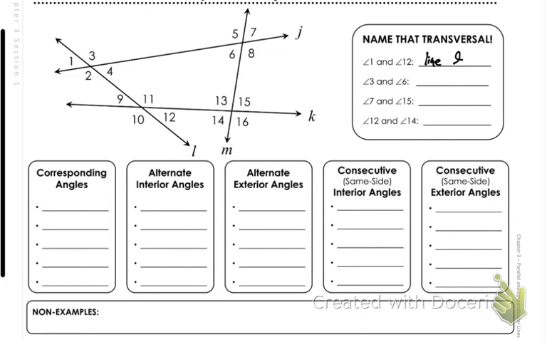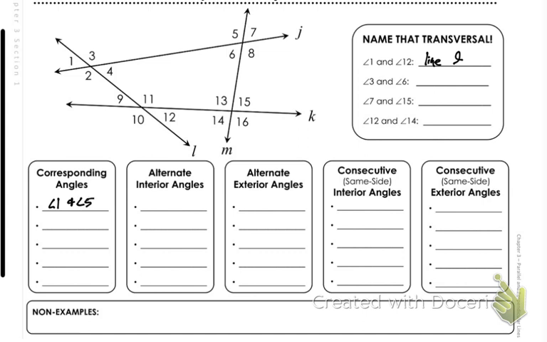For everything else, there are way more pairs in this. I just want you to name some of the corresponding angles you see. So for example, 1 is in the top left, and 5 is also in the top left. I could name 1 and 5. So it's your job to name all of your angles, 1 and 5.